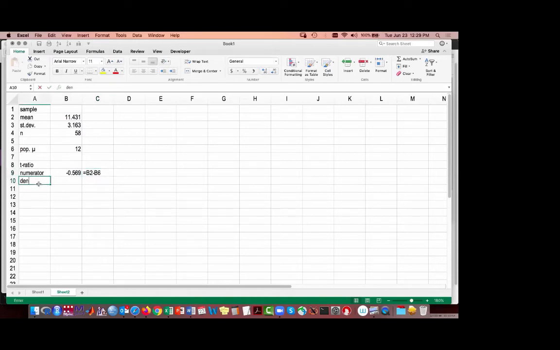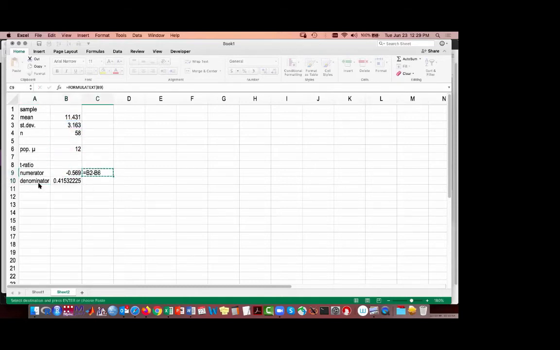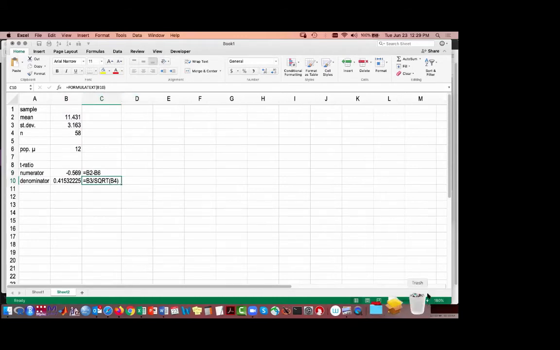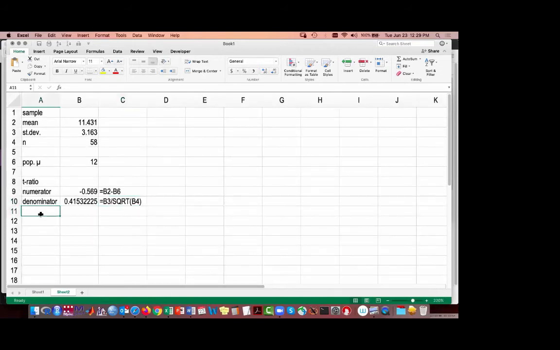The denominator would be the standard error, or at least my estimate for the standard error, which is the standard deviation divided by the square root of the sample size. Copy that formula there so you can see what I'm typing. Okay, so far so good. So my t ratio would be just those divided by each other. So negative 1.37.